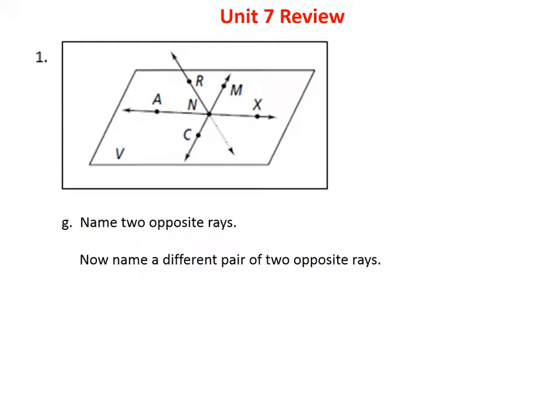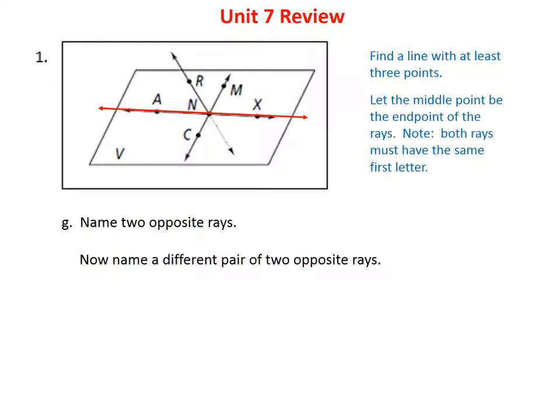Problem 1G asks us to name two opposite rays. We can begin this way by first finding a line with at least 3 points labeled on it. There's one with the points A, N, and X. Now let your middle point be the end point of both rays. Remember that both rays, to be opposite rays, have to have the same beginning point, and so it'll always be N in this case here. So we can have NA, which is the ray starting at N and going to the left, and NX, which is the ray starting at N and going to the right.